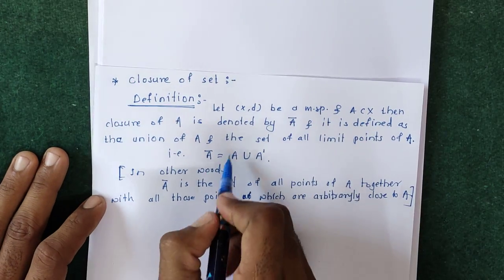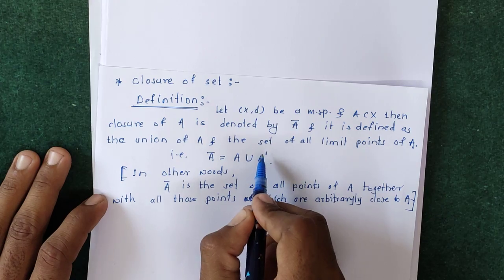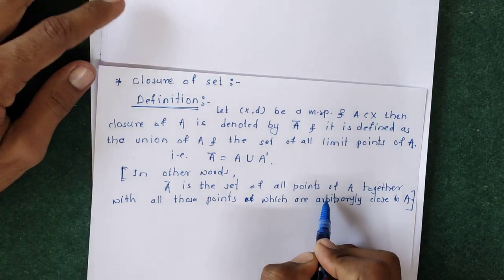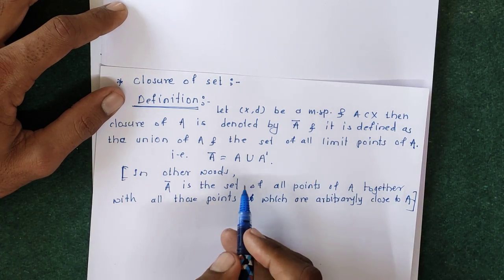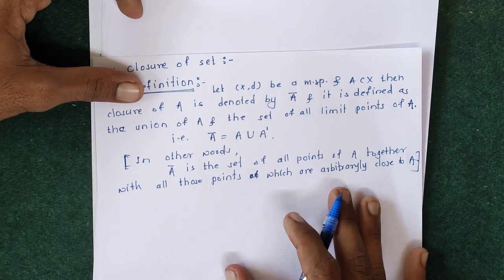A closure is denoted by A bar and is the union of A with limit points of A, or in other words we can say that A closure is the set of all points of A and the points which are very close to A. This is the definition of closure of set.